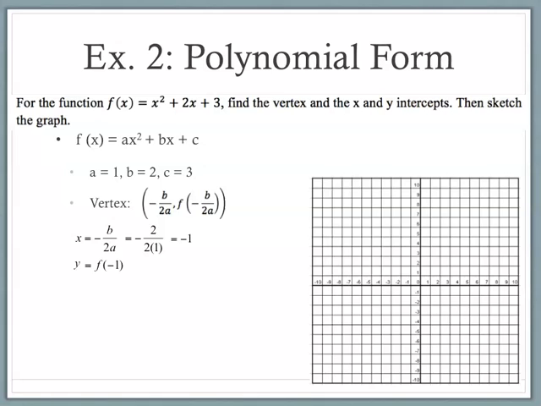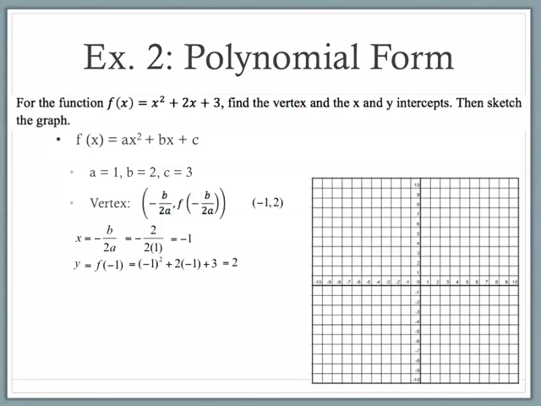So this is going to be negative 1 squared, make sure you put that in parentheses before you square it, plus 2 times negative 1 plus 3. So that would be 1 minus 2 plus 3, which is equal to 2. All right, so that means our vertex is at negative 1, 2.